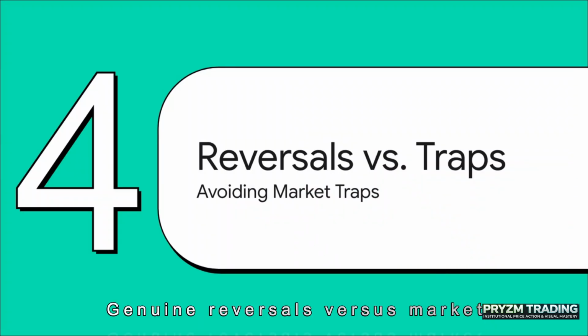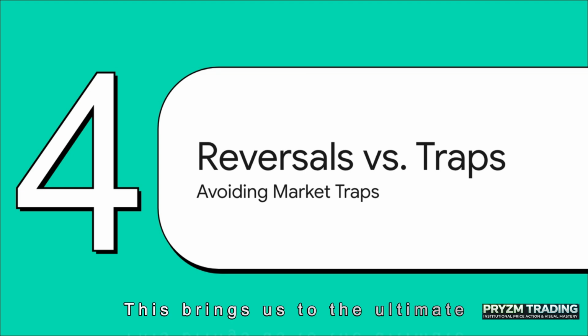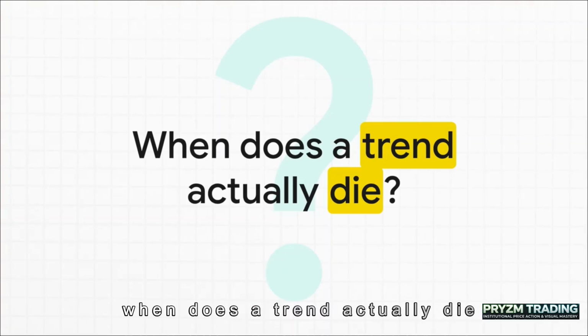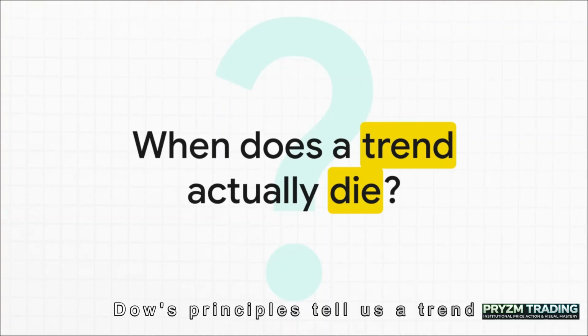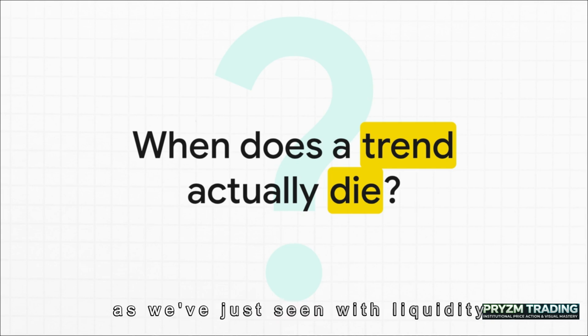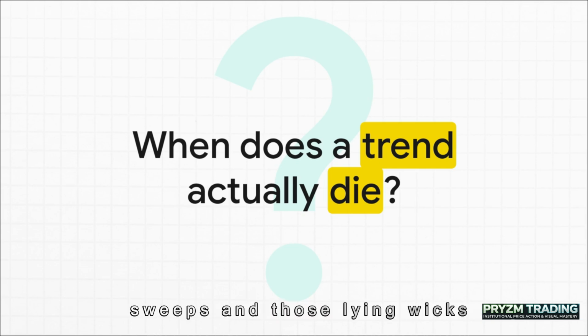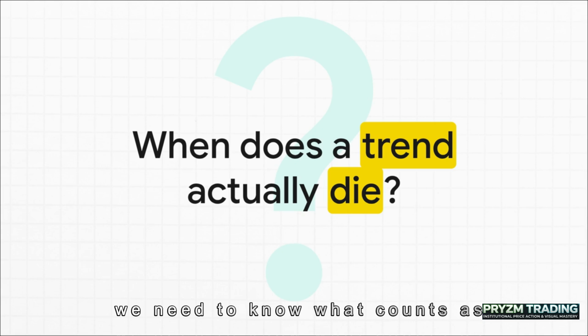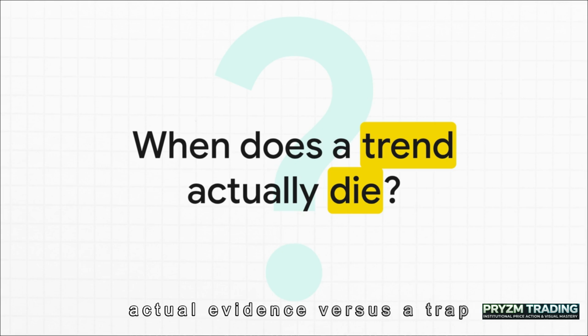Section 4. Genuine reversals versus market traps. This brings us to the ultimate question, separating profitable traders from the 95% who fail. So, when does a trend actually die? Dow's principles tell us a trend persists until there's clear evidence of a reversal. But, as we've just seen with liquidity sweeps and those lying wicks, we need to know what counts as actual evidence versus a trap set by institutional players.